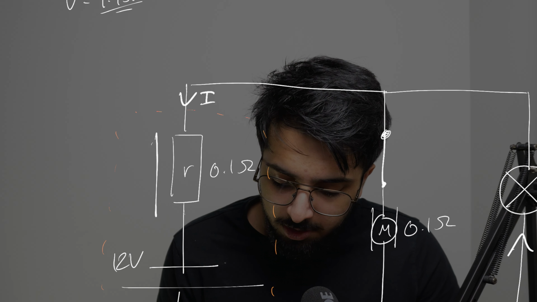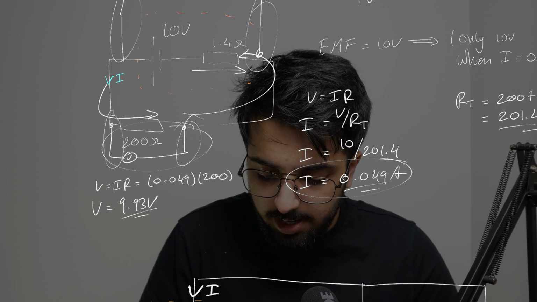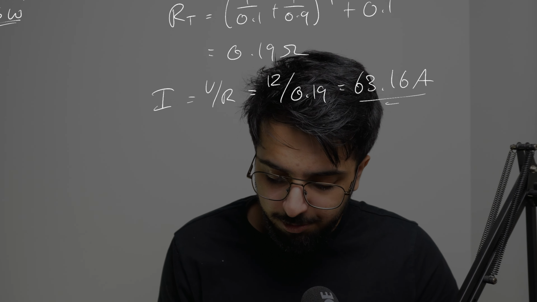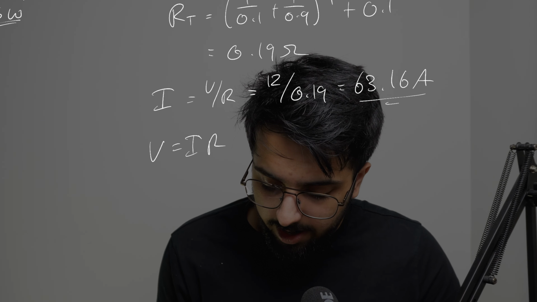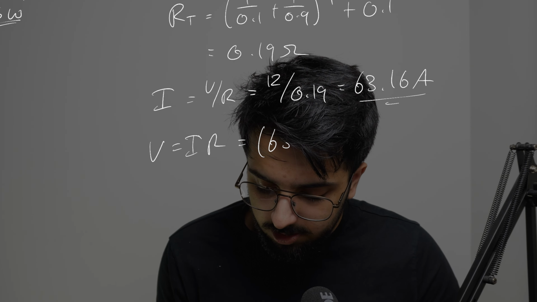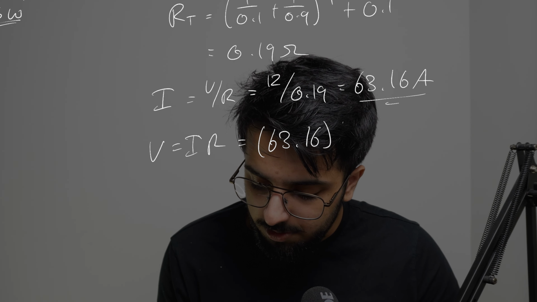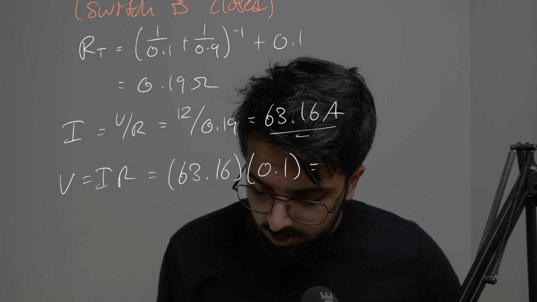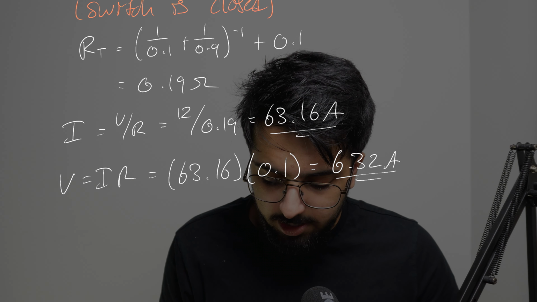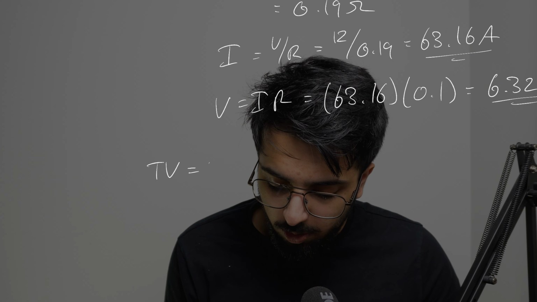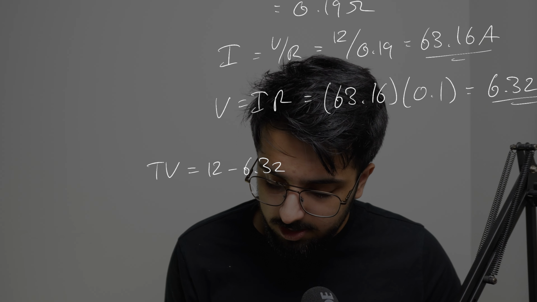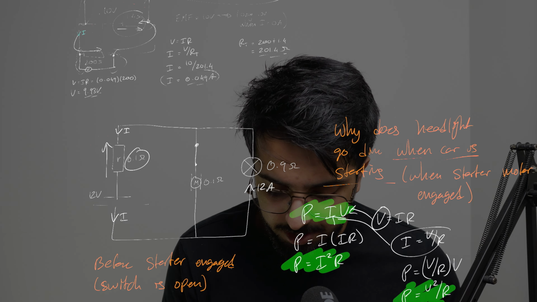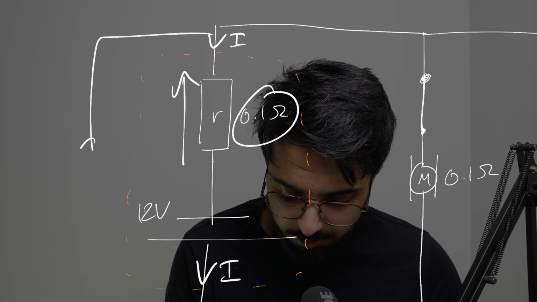And so now that we have the current going into the power supply, we can now calculate the voltage drop due to our internal resistance. And that is exactly what we did in this scenario right here to calculate our terminal voltage. And so therefore, our V is equal to IR, and our current is what we just found, 63.16, times our resistance of 0.1 ohms, because that is the internal resistance right here. And this gives a value of 6.32 volts. And so therefore, our terminal voltage is equal to 12 minus 6.32, and this gives a terminal voltage of 5.68 volts. And so therefore, this is our terminal voltage, like so.